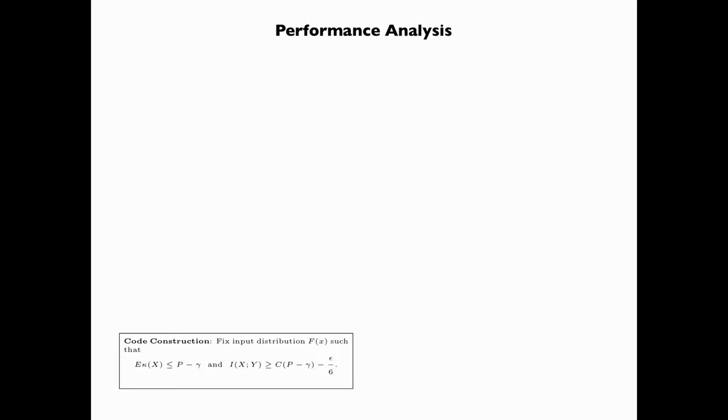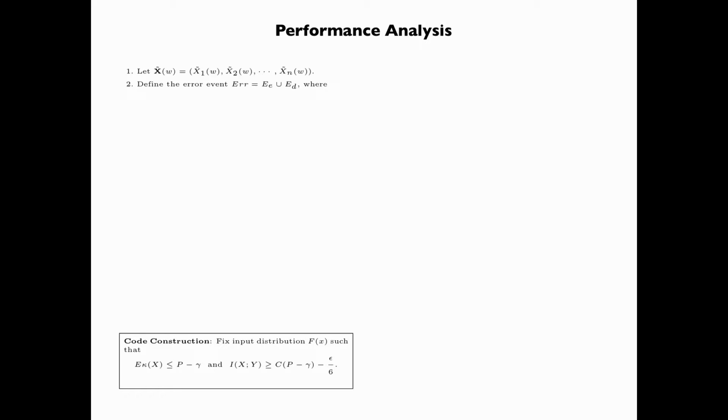We now analyze the performance of the random code that we have constructed. Recall that in the code construction, we fixed the input distribution f_X such that the expectation of kappa of X is less than or equal to P minus gamma, and the mutual information between X and Y is greater than or equal to C of P minus gamma minus epsilon over 6. Let the components of the codeword X tilde of W be X tilde 1 of W, X tilde 2 of W, all the way to X tilde n of W.